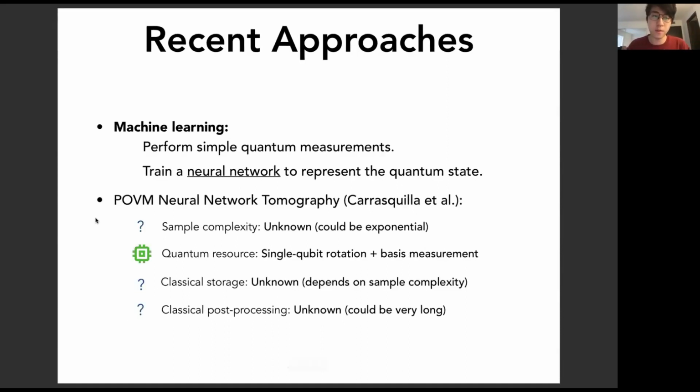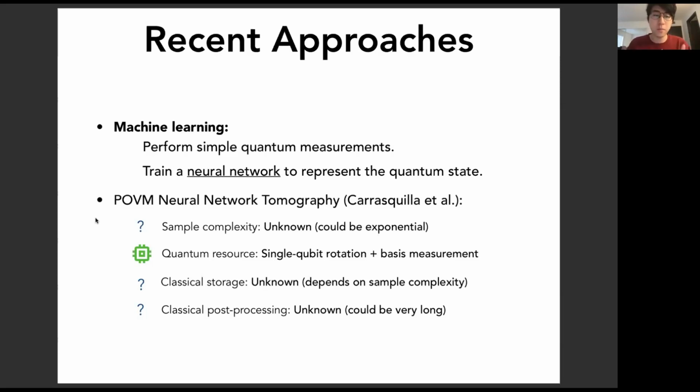Another very, very different line of research is based on machine learning, where the idea is to perform some simple quantum measurements, and then you just train a neural network to represent the quantum state. So you just do the simple quantum measurements, say you perform some single qubit rotation, like in this POVM neural network tomography, do a basis measurement to gather your data, and then you train a neural network to represent the quantum state based on the data that you obtain.